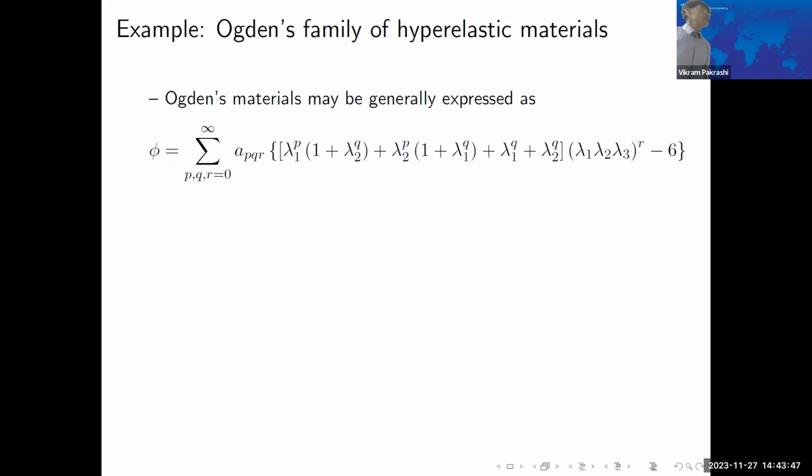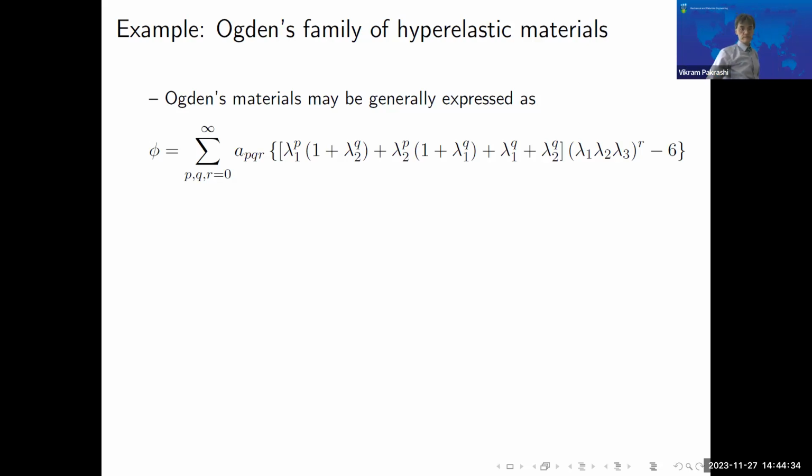Ogden's family of materials. This is a general expression. You remember Ogden's strain energy density expressed in terms of 3 stretches. This one is equal to 1 in our case, but this is the general expression, raised to a certain power, and given a sum thereof. So we can run up to any number here above the sum sign that we wish. This is a material from within the Ogden family.